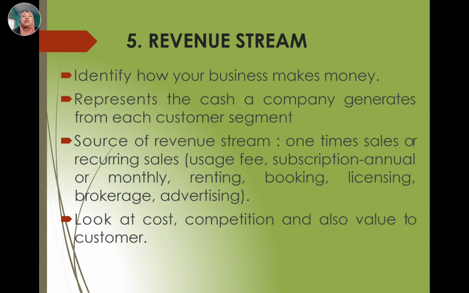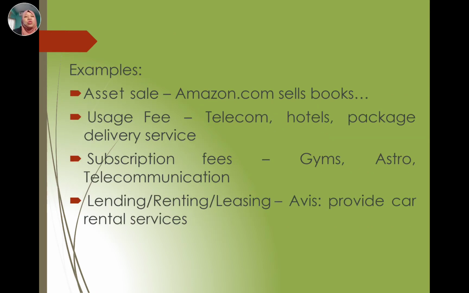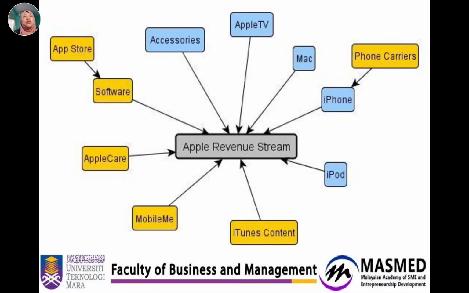Alright, so column number 5. What is column number 5? Revenue stream. In this column, we have to identify where we can get the money, how we are going to make the money. For example, our sales, usage, maybe delivery, if we charge for delivery, it will be included in our revenue stream, subscription, renting, booking, and so on. For example, asset sales, usage fee, this is telecom, hotel, subscription fee, lending, renting. This is the example.